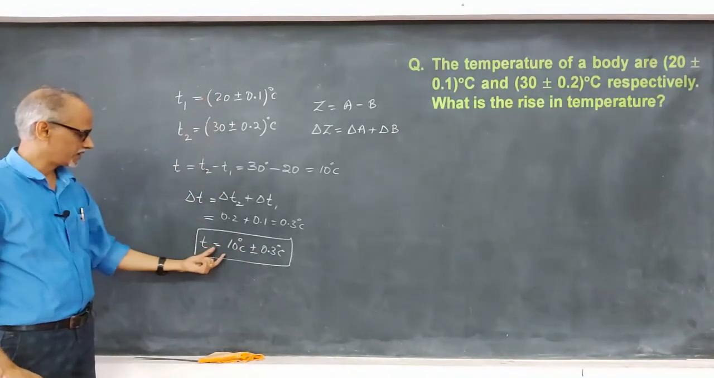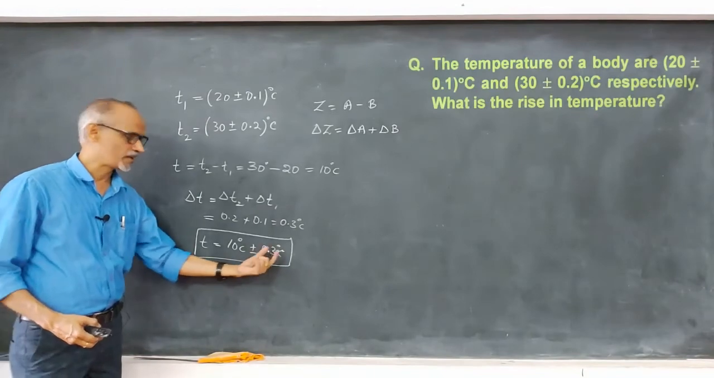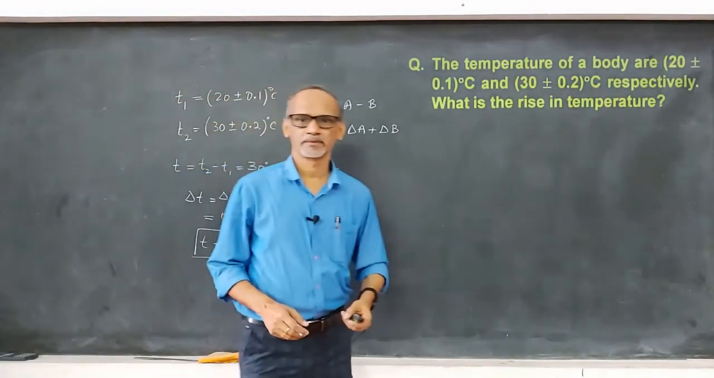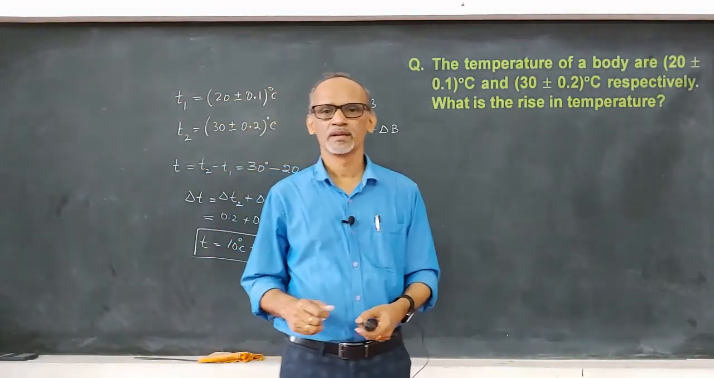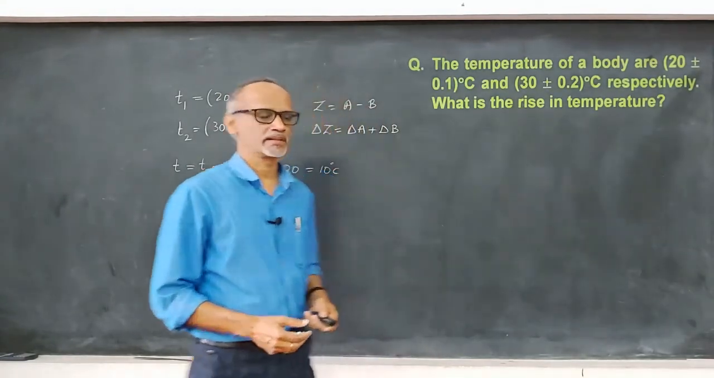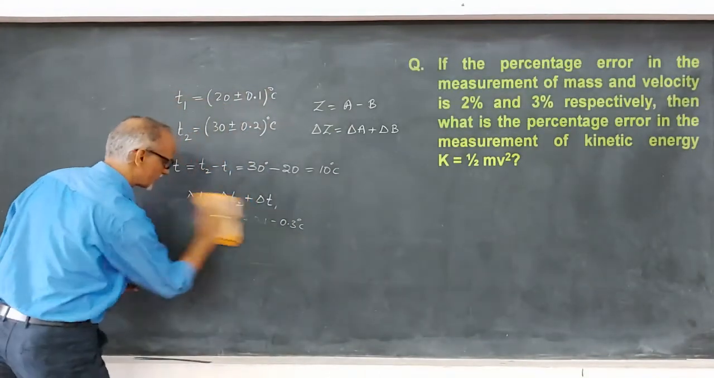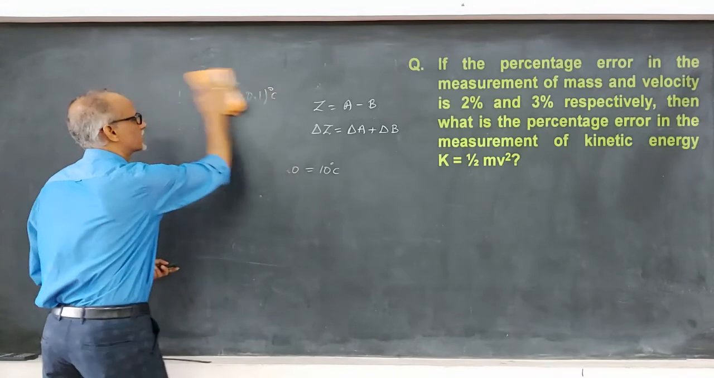Actual change is 10 degree, but there is some error. How much is that error? The error is plus or minus 0.3 degree centigrade. Okay. So here we have used the rules while adding or subtracting two quantities. Right. So this is definitely the last numerical of this particular chapter.